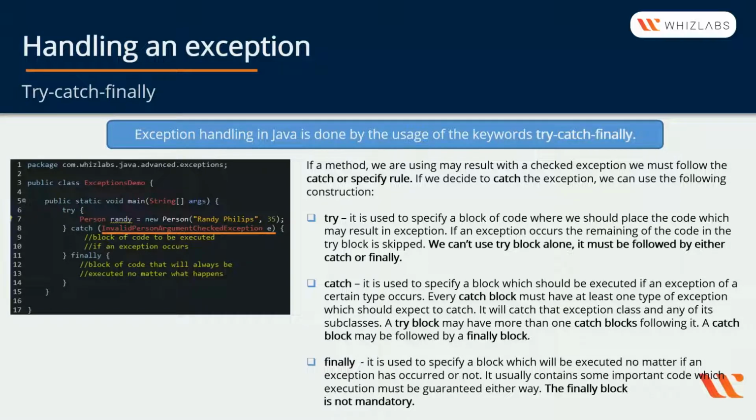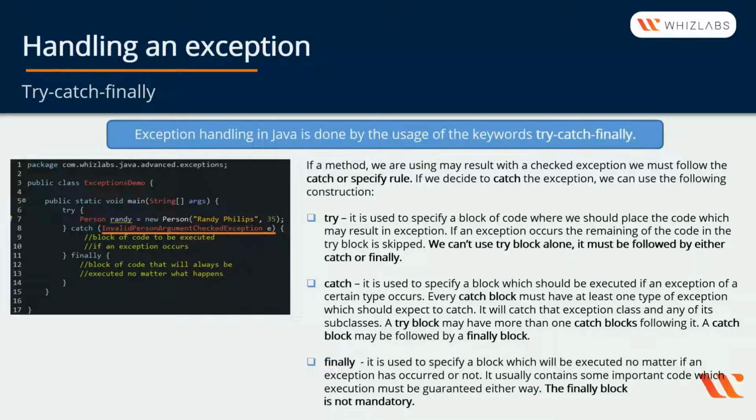And finally is used to specify a block of code which will be executed no matter if an exception has occurred or not. It usually contains some important code whose execution must be guaranteed either way. The finally block is not mandatory.